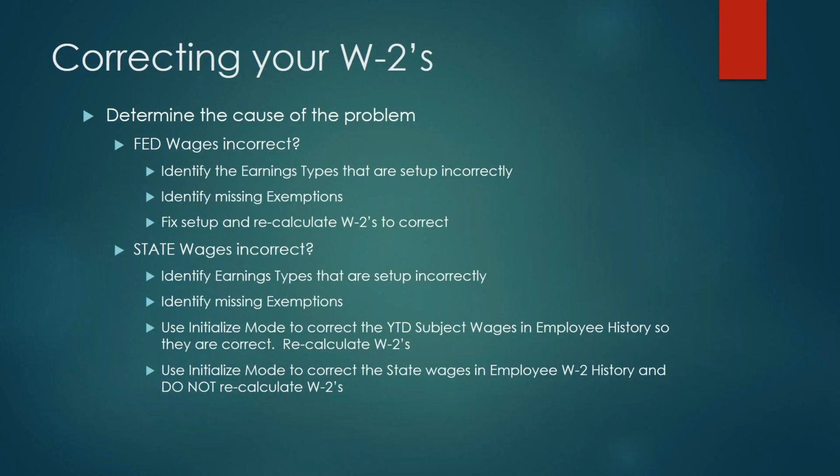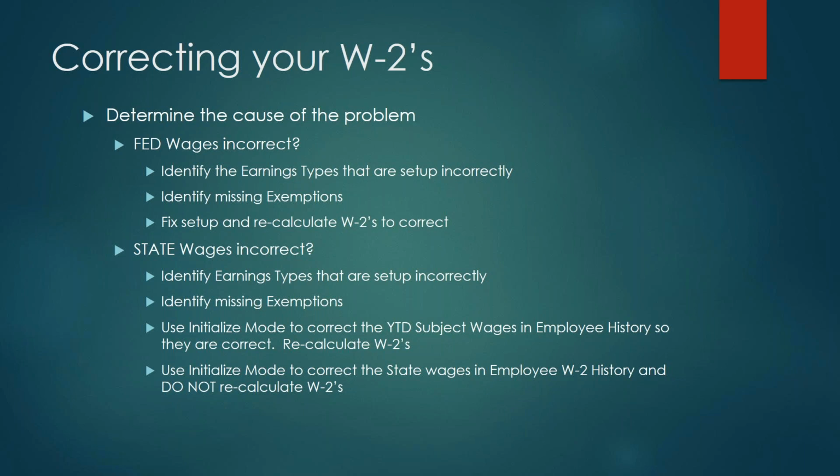Correcting your W-2s. One, we have to determine what the cause of the problem is. Are the federal wages incorrect? Identify the earnings types that are set up incorrectly. Identify missing exemptions. Fix the setup and recalculate the W-2s. And it's real important that we find the cause of the out of balance issue, because we don't want the problem occurring again in 2018.